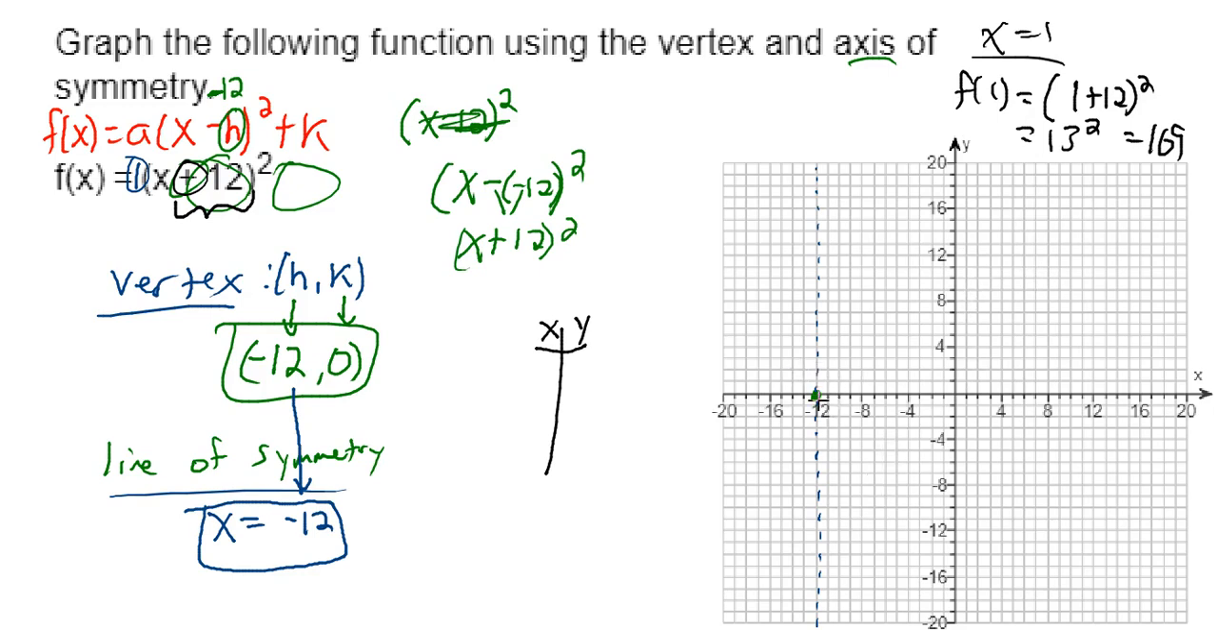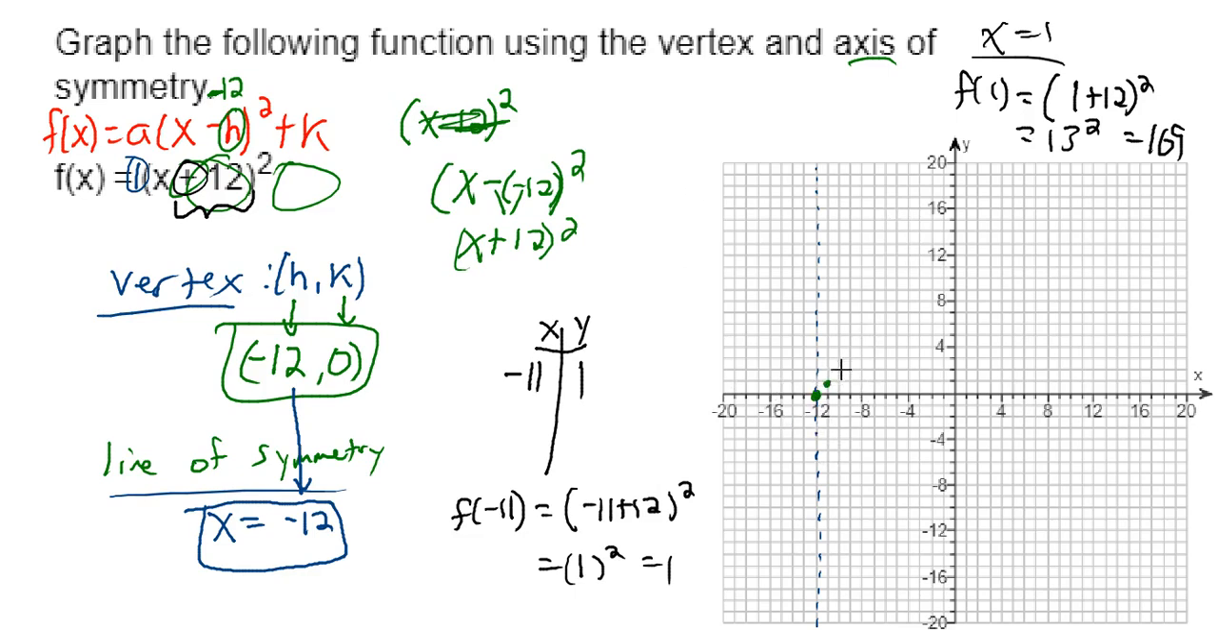So I'll pick negative 11. That's pretty close to negative 12. All right, so I'll plug negative 11 in for x. We'll get negative 11 plus 12 squared. That's going to be 1 squared, which will just be 1. All right, so we get a nice, simple, small result that we can go ahead and plot. So we have negative 11 comma 1 would be this point right here.